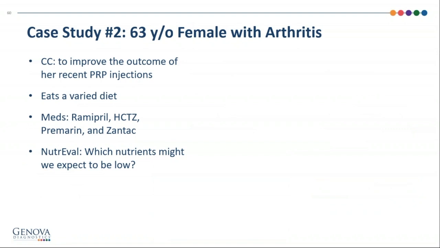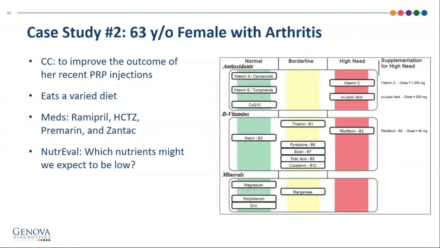My second patient is a patient with arthritis who was treated with PRP injections by her orthopedist, but he wasn't getting the results he wanted, so he sent her to me. You can see she's at risk for medication nutrient thievery, and so we might expect some of her nutrients to be low. She's taking a Zantac, which may impact her absorption. And in her, she was low in B vitamins. And I do find that patients that are in chronic pain tend to have low B vitamins, just like patients that are under stress or patients that are on ADHD medications.